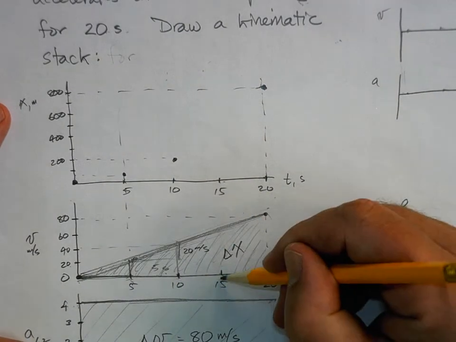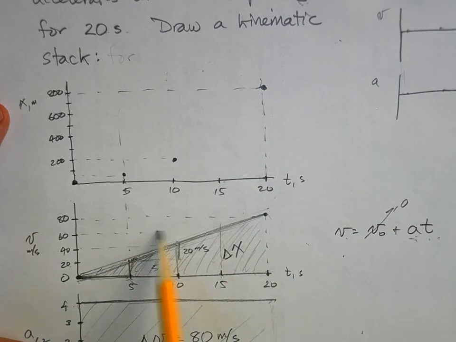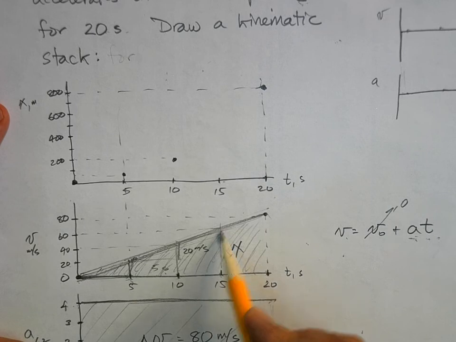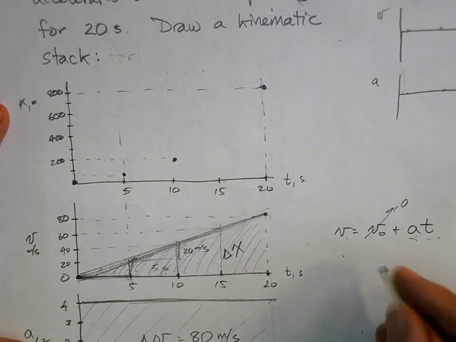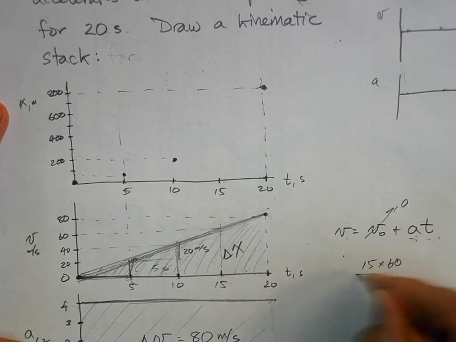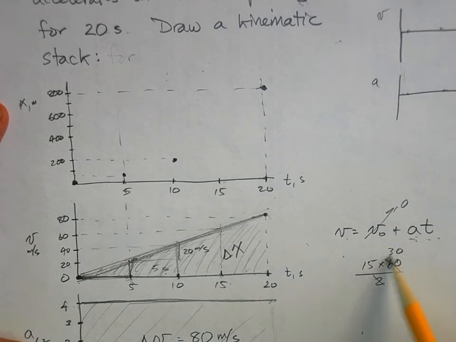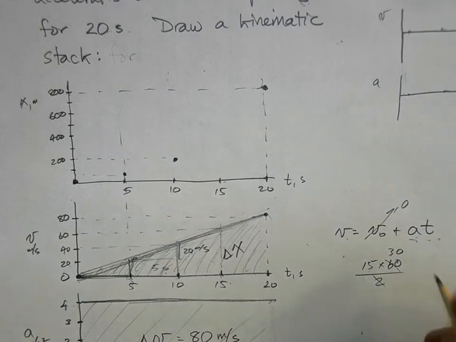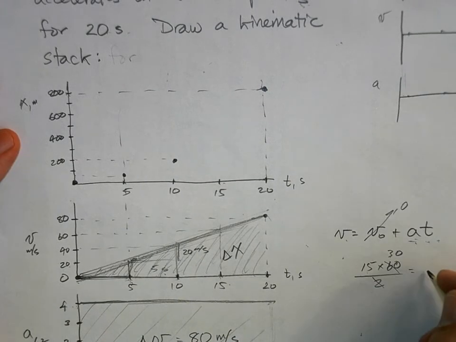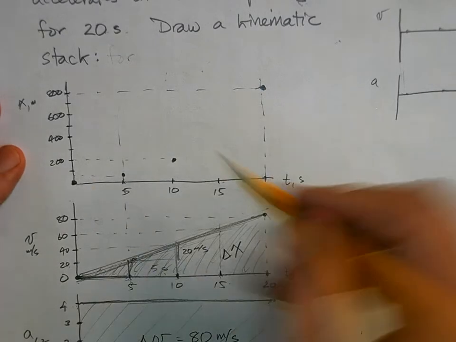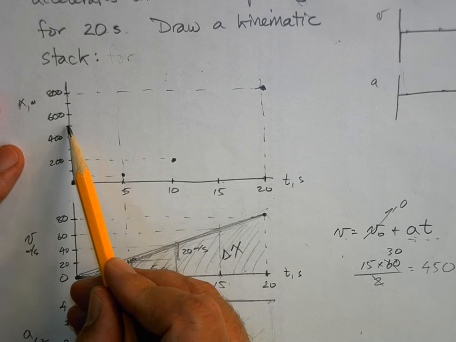So at 15 seconds, what is this, at 60? Okay, you can figure it out. You can put 15 in here. 15 times 4 is 60. Yeah, 60. So what is 15 times 60 divided by 2? Well, that's 30 times 15, so what do you get? 450. Yeah, 450 what? Meters. Okay, so where's 450? Here's 400, here's 500, so 450 is right there.